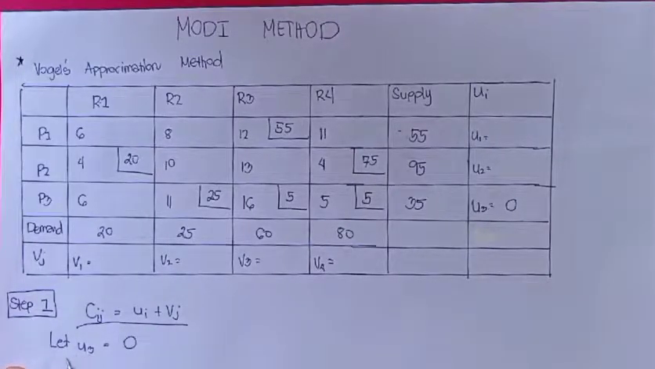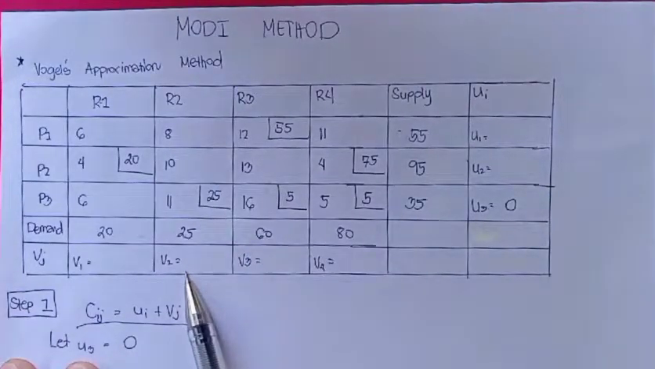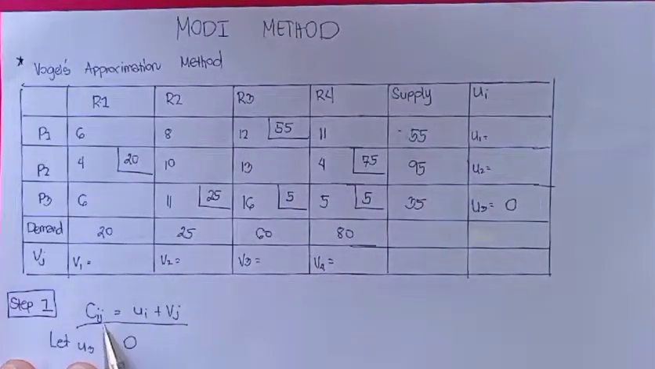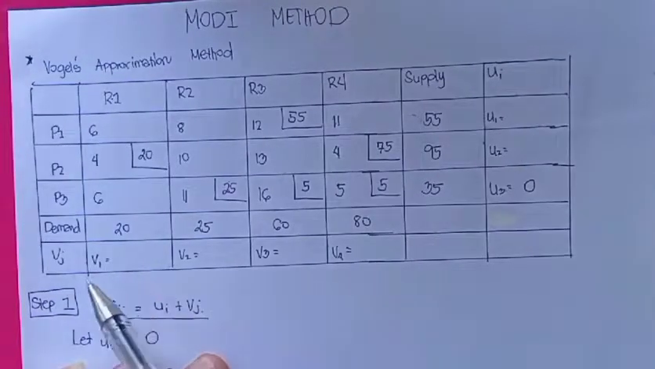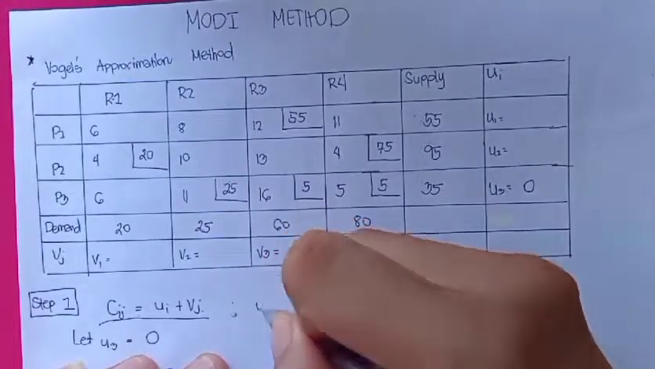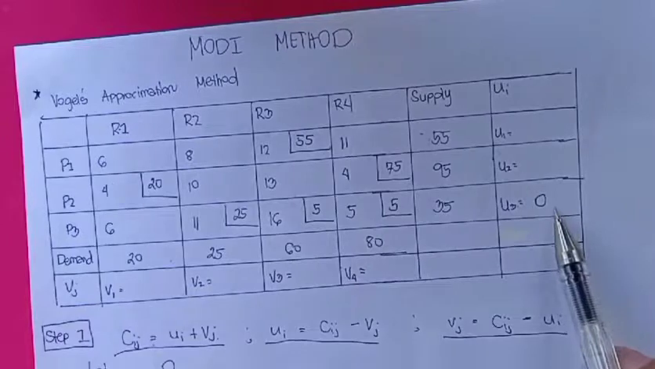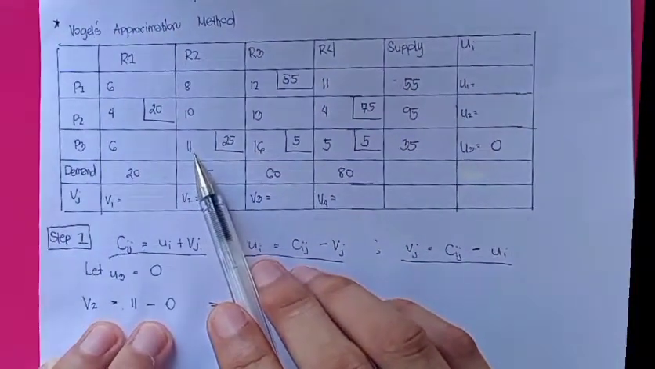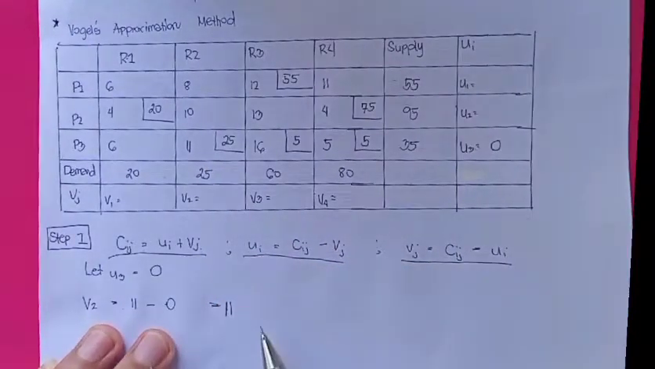To do this, we need to let U3 equal 0. So U3 is equal to 0. If U3 is equal to 0, we can find V2. We can also find V3 and we can also find V4 using this formula. So we can also rewrite this formula in finding our Ui and Vj. So if we have U3 equal to 0, we can find V2. So V2, our Cij is 11 and our U3 is equal to 0. So 11 minus 0 is equal to 11.